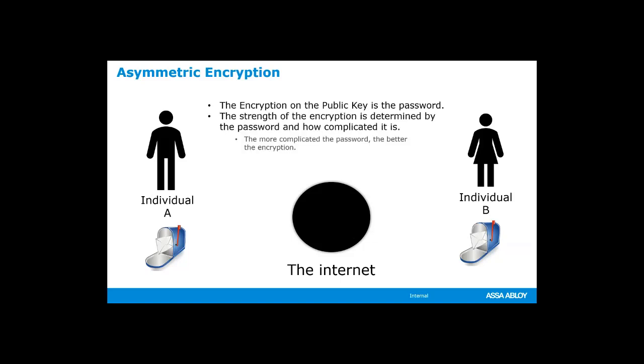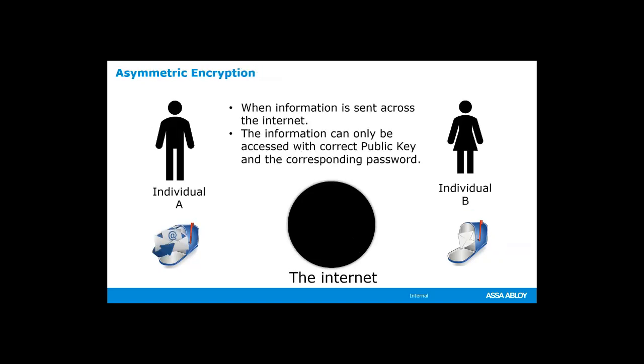The strength of the encryption is determined by the password and how complicated it is. The more complicated the password, the better the encryption. When the information is sent across the internet, it is sent to the public key. The information can only be read with the correct public key and the corresponding password.